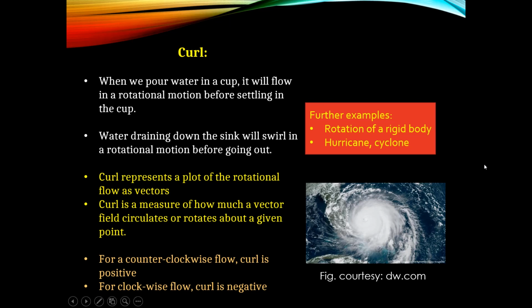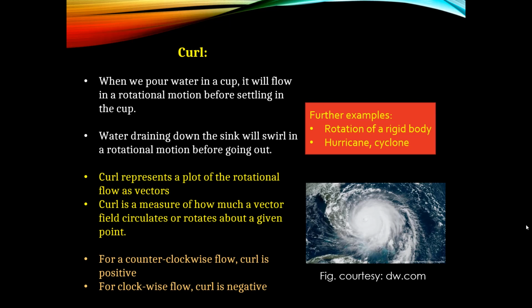Next, let's look into some examples of curls. Suppose when we pour water in a cup, we can see that as it reaches the top, it will be rotating and only then settling. The same way, when you have a kitchen sink and the water is flowing through the drain, you can see that it will rotate before it goes out. This rotation is actually what is represented as a curl.